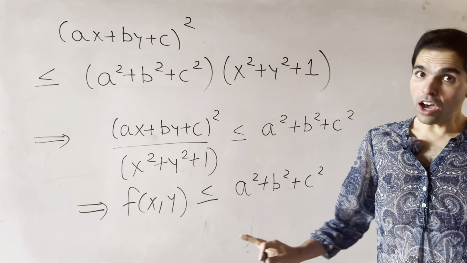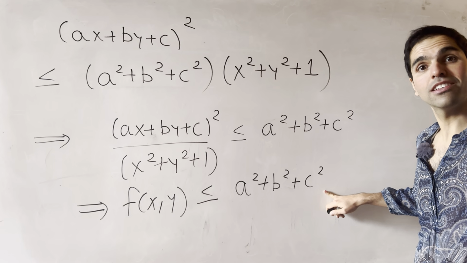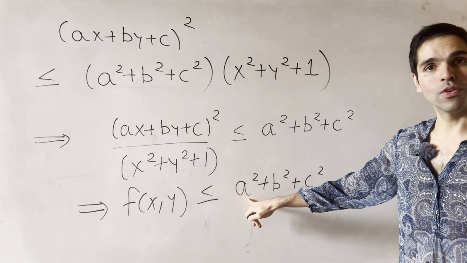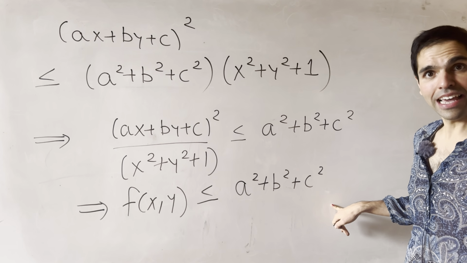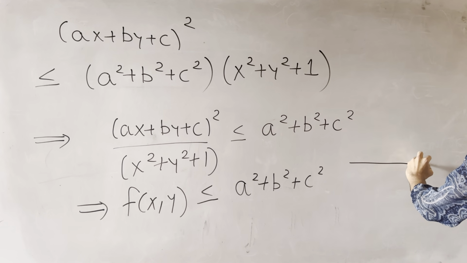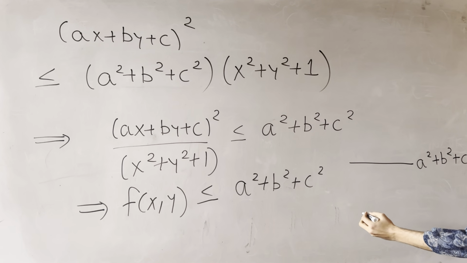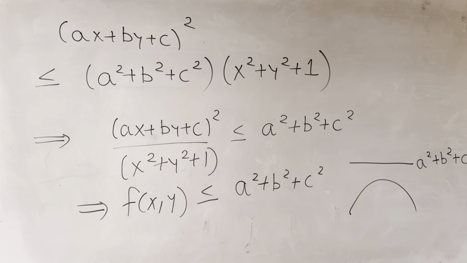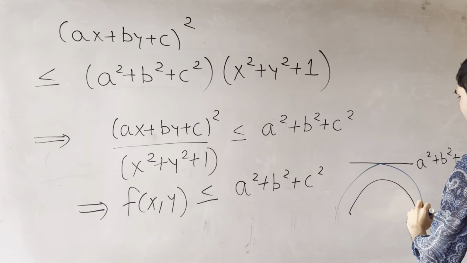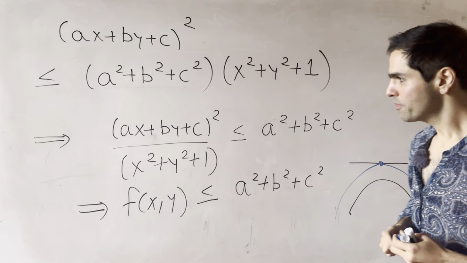Now, this does not prove that the maximum is this, because the biggest value of f could be smaller. But once we've shown that this number is actually attained, then we're done. Then it is a max. Let's say this is a² + b² + c². Now, the function could look like that. However, if we show that there is a point where we have this number, then we're done. Then, in fact, it is a maximum.